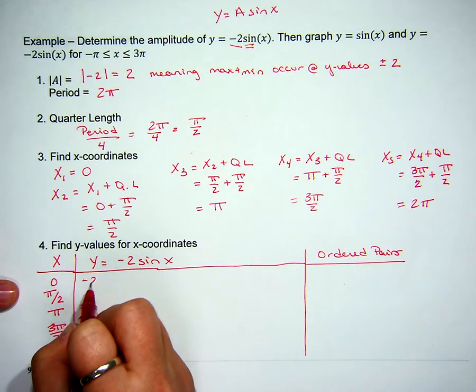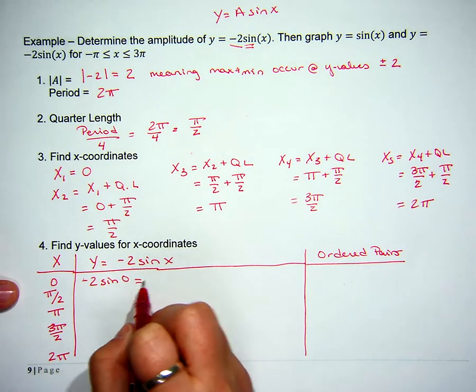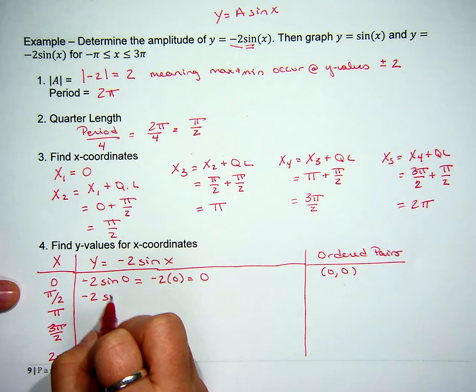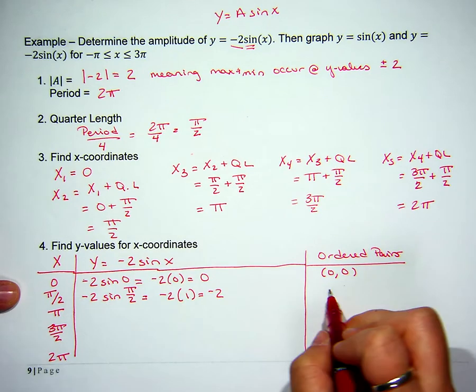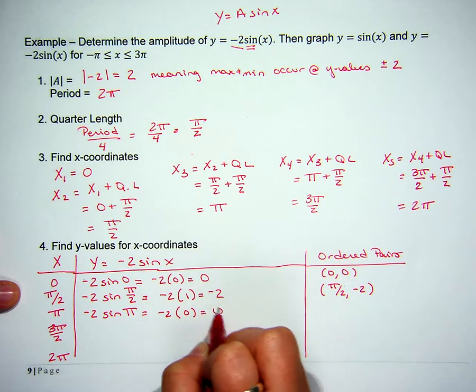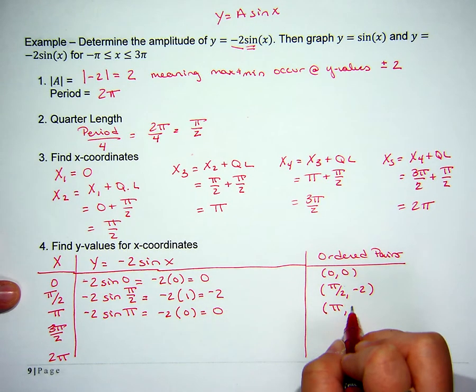To evaluate, I have -2 sine of 0, which is -2 times 0, ordered pair. Next, I have -2 sine of pi over 2, that's -2 times 1. So I have pi over 2 and -2. Next, I have -2 sine of pi, -2 times 0. So I have pi and 0. Next I have -2 sine of 3 pi over 2. That's -2 times -1. Ordered pair, 3 pi over 2 and 2.